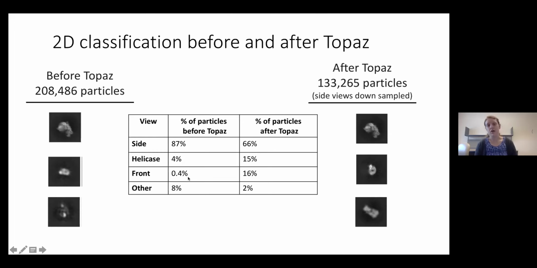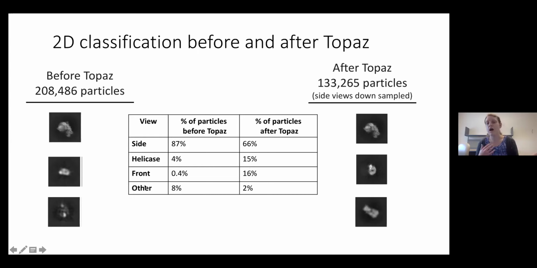For the front-on view, and this is if Dicer is laying on its side and you flip it towards you, so the front of the L is now coming out of your screen. Before Topaz, we weren't even sure if this was actually the class or not, and it was only 0.4% of the total particles. But after Topaz, it is now 16%. We can see it's improved, but it's not high quality. It's still low resolution. Because of this, we've denoted this class as the gummy bear class, because it looks like a gummy bear.